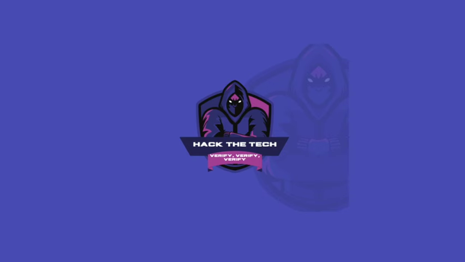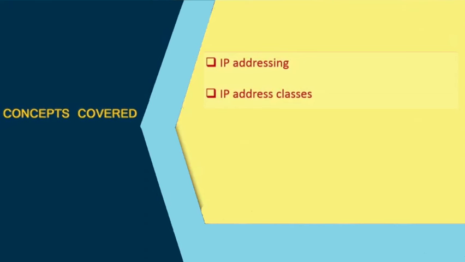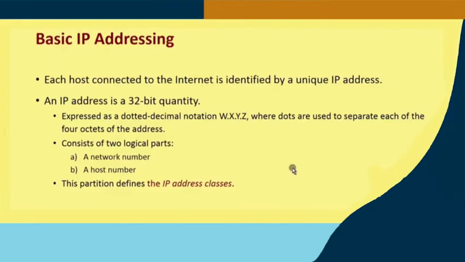So, let us continue with our discussion on IP addressing and routing. If you recall, in our last lecture we had talked about how packet fragmentation and reassembly happens in IP. Now, in this lecture, in the part 2 of it, we shall be talking about some aspects of IP addressing and the concept of IP address classes.